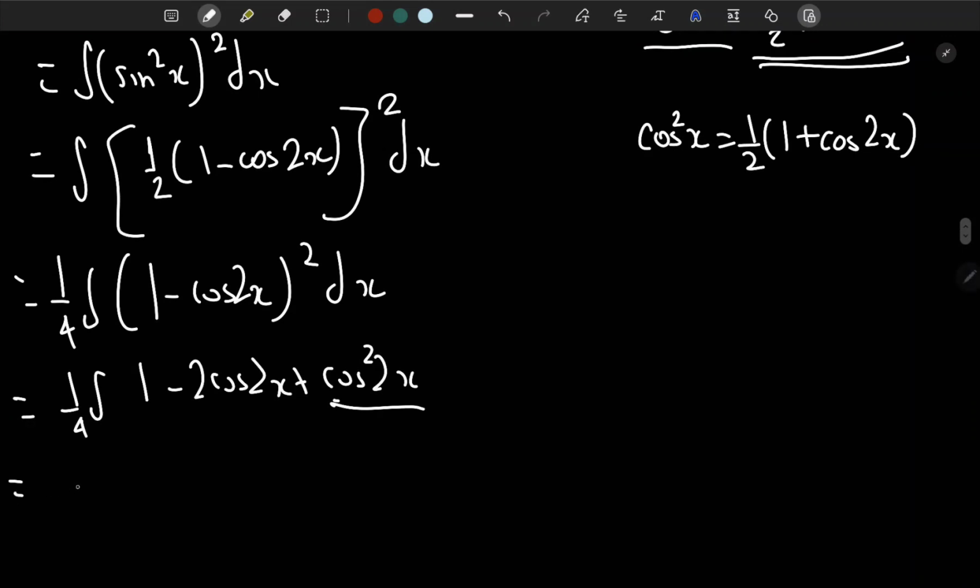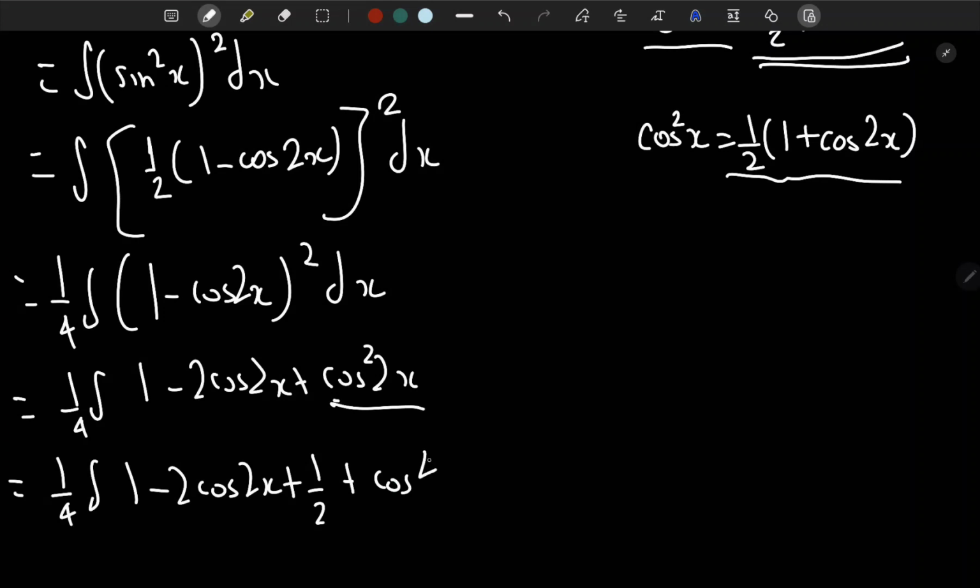So now it's going to become 1 over 4 integral of 1 minus 2 cosine 2x plus, now let's actually distribute the half because it's going to make it simpler. So it's going to be half plus cosine 4x. You need to be very careful with the angle every time. It's just going to double every time whenever you're using the formula. And it's going to be over 2.